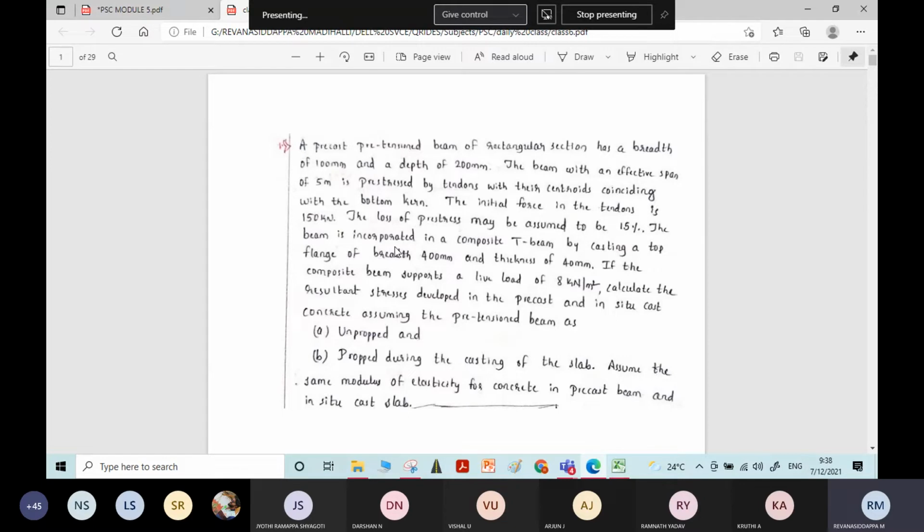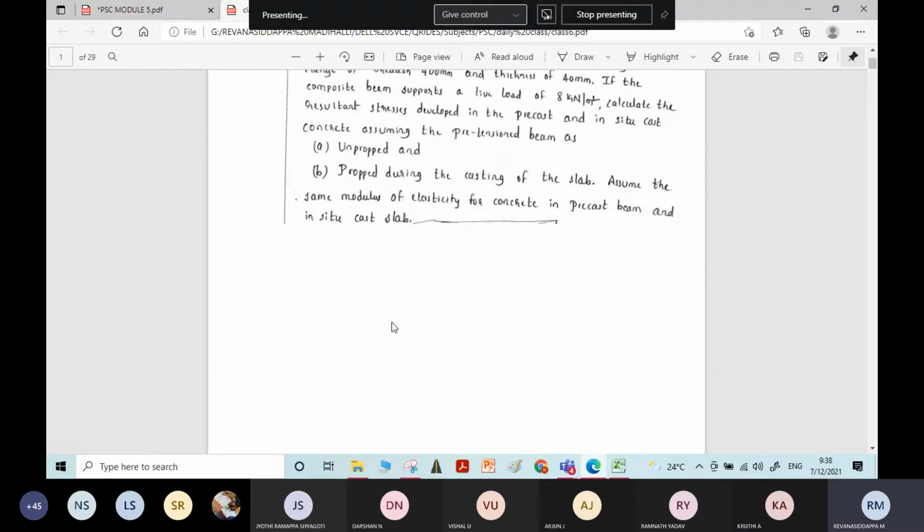and the beam is incorporated in a composite T-beam by casting a slab of breadth 400 mm and thickness 40 mm. Over this rectangular beam of section 100 by 200, there is a slab of width 400 mm, thickness 40 mm. For that, you draw a diagram.